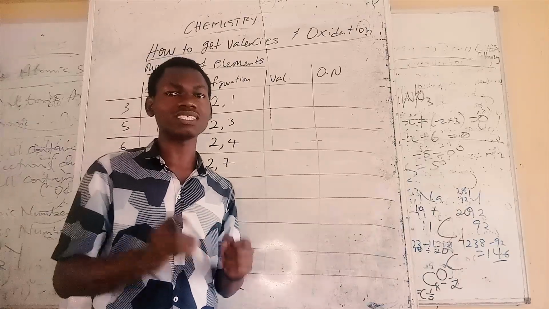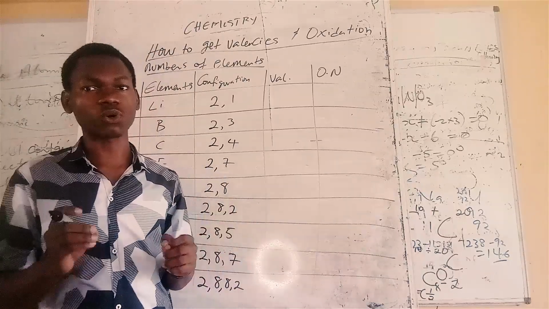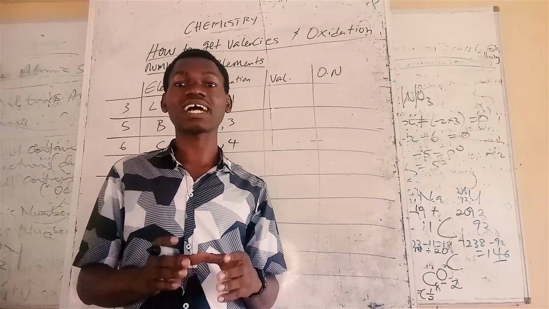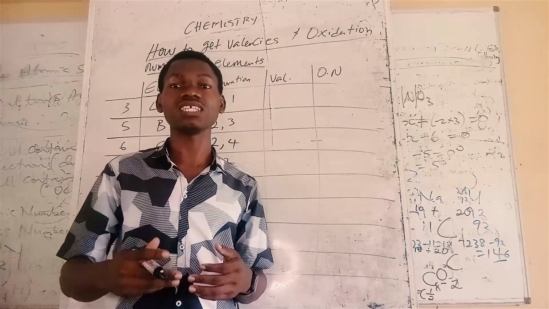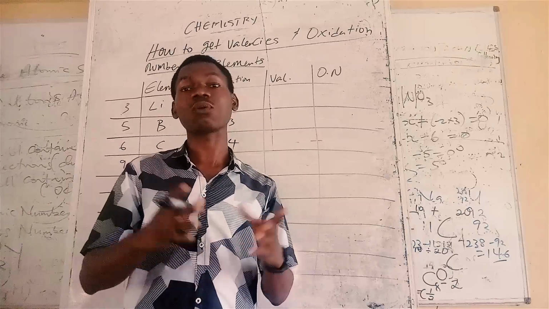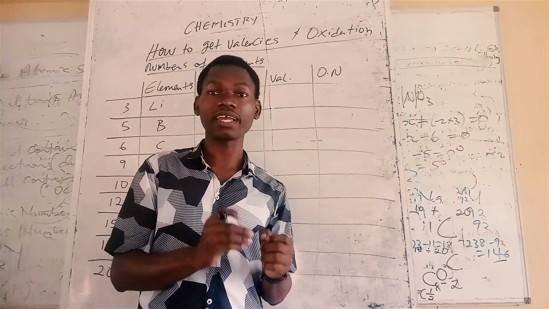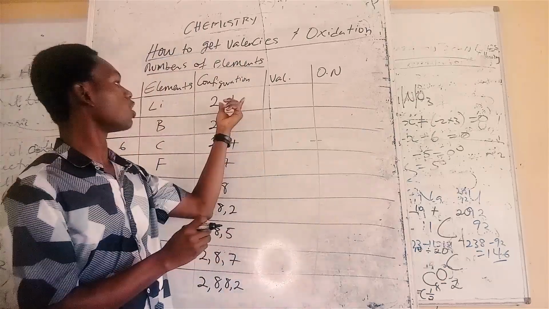Why are we concerned with 8 electrons and 2 electrons? Because this is a concept called the octet state. Every element is trying to attain this octet state, having 8 electrons in the outermost shell, or 2 electrons, which is the duplex state, 2 electrons in the first shell. So what will lithium do?